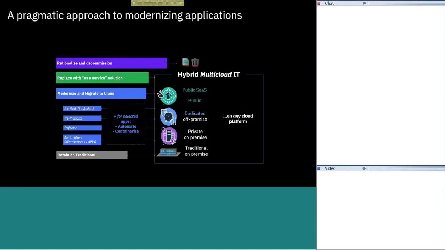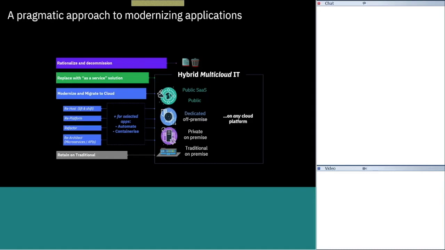So now when you look at modernizing applications, a lot of times we get directly into, okay, how do we move this to the cloud and how do we modernize it or make it into microservices? But we certainly have a very pragmatic approach to modernization. If you look at the bottom, retain on traditional, that's not a bad solution depending on the application. Why fix something that's not broken?